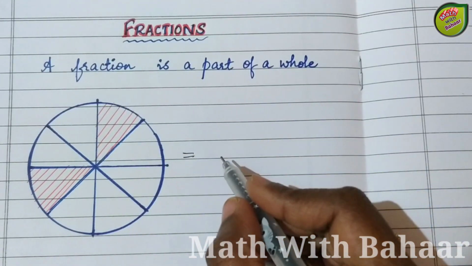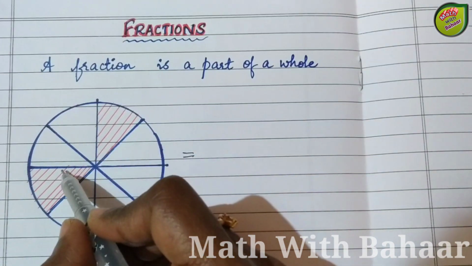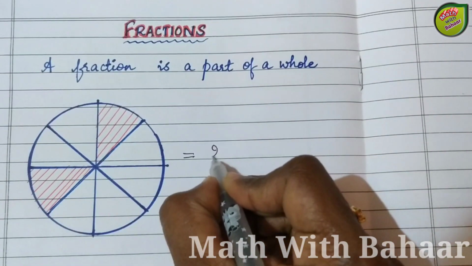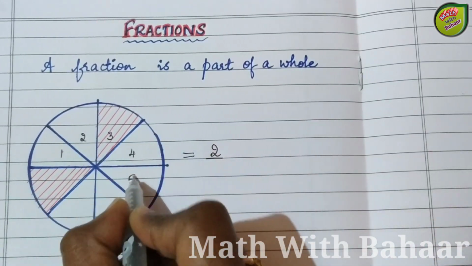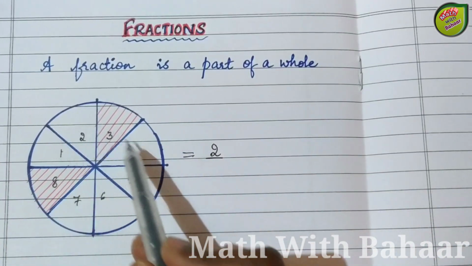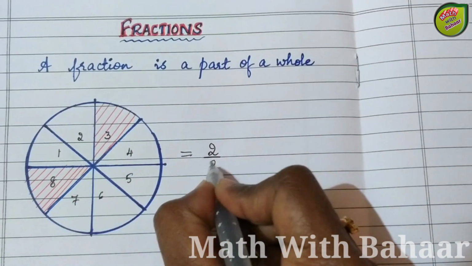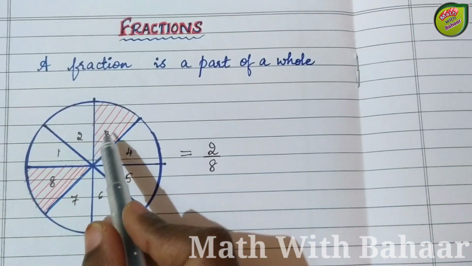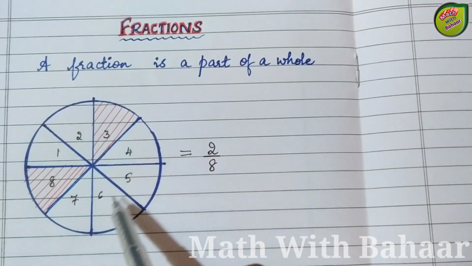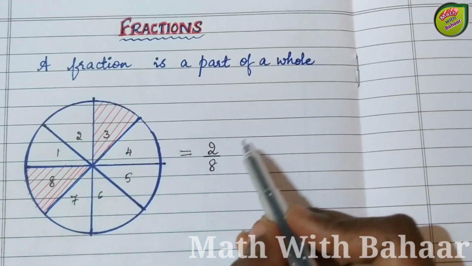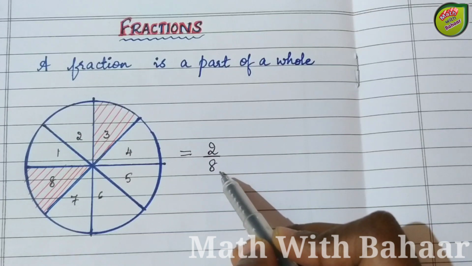So we know that we are just going to have 2 pieces of the pizza. Therefore, we have to write 2 in the upper part of the fraction. And totally, since there are 8 pieces, we have to write down 8 in the lower part of the fraction. 2 parts are shaded out of all the 8 parts. Therefore, we can represent it as 2 divided by 8.